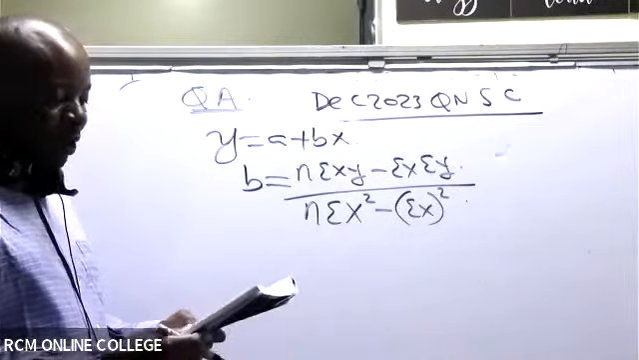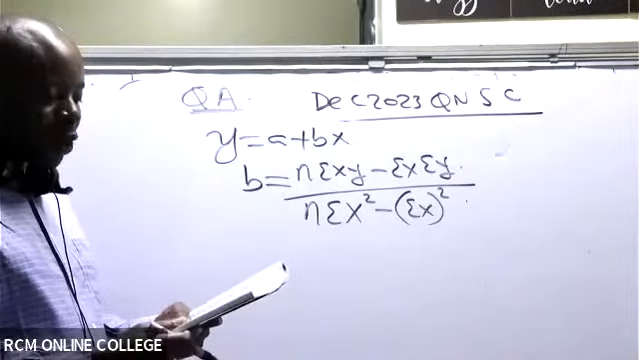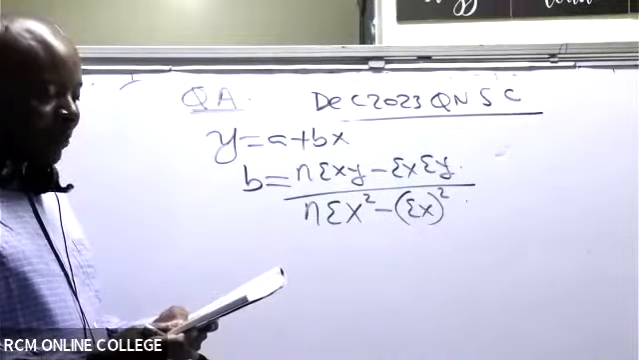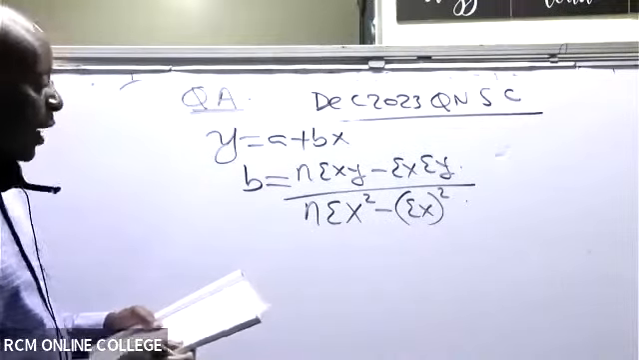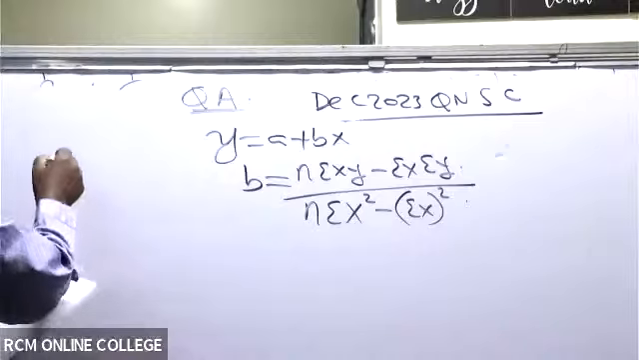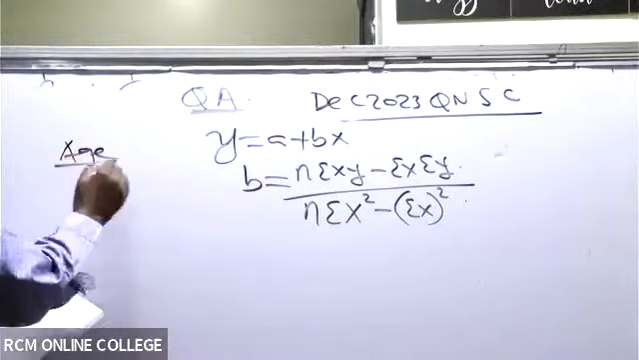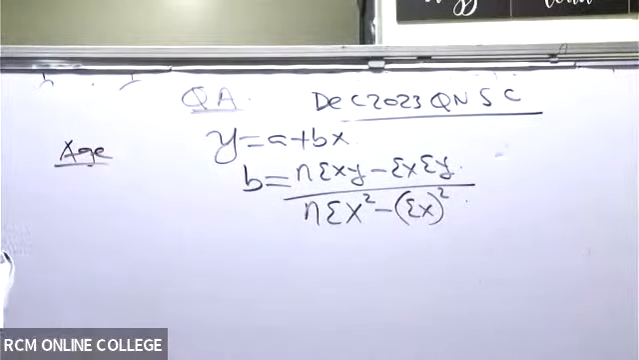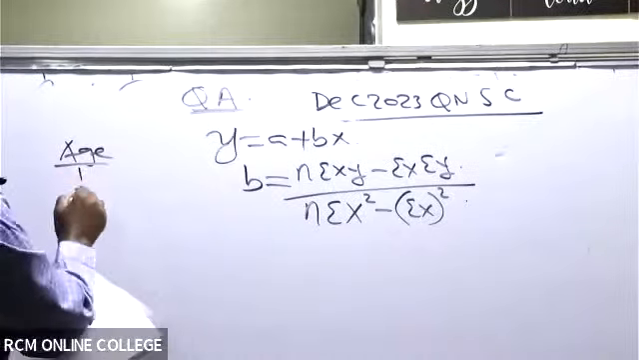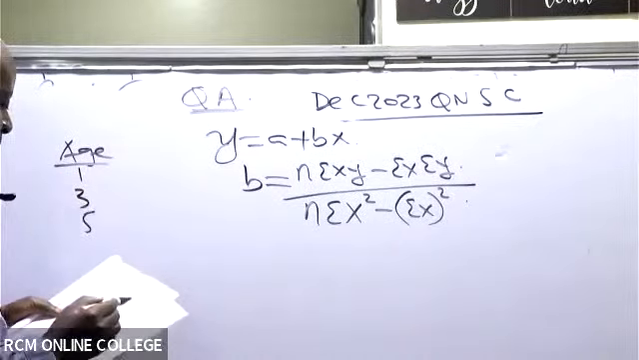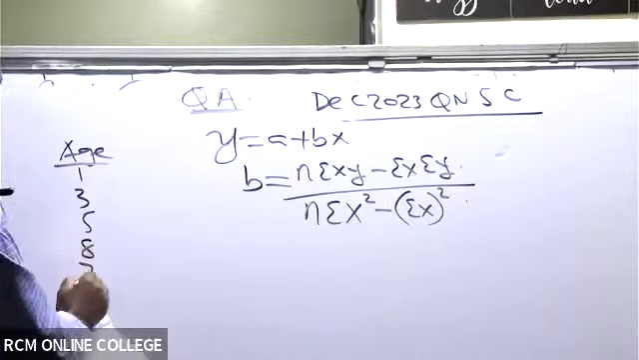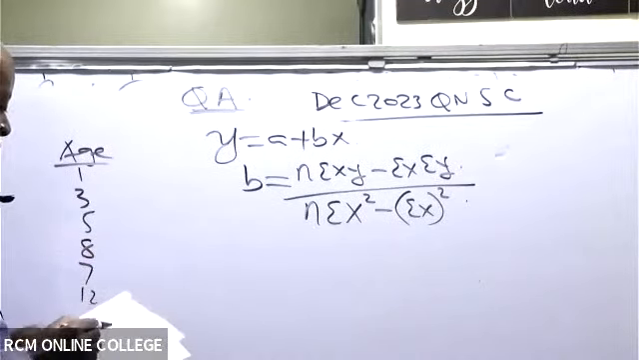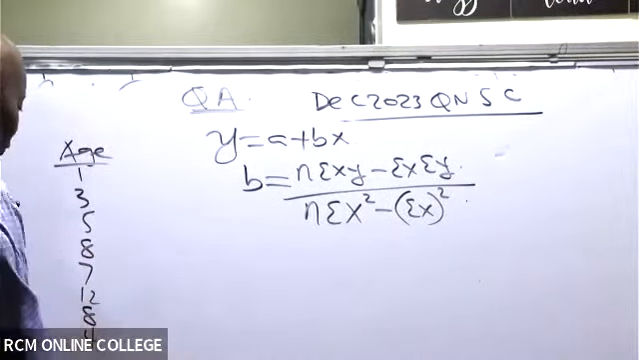I would want us to write this question down. That's December 2023, question number 5C. Please try getting it. We have age: 1, 3, 5, 8, 7, 12, 8, 4.